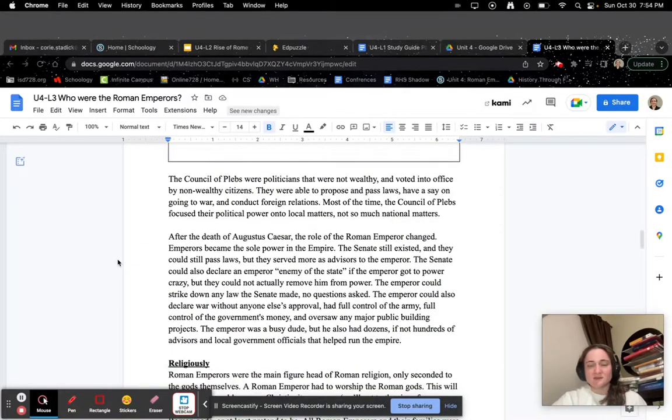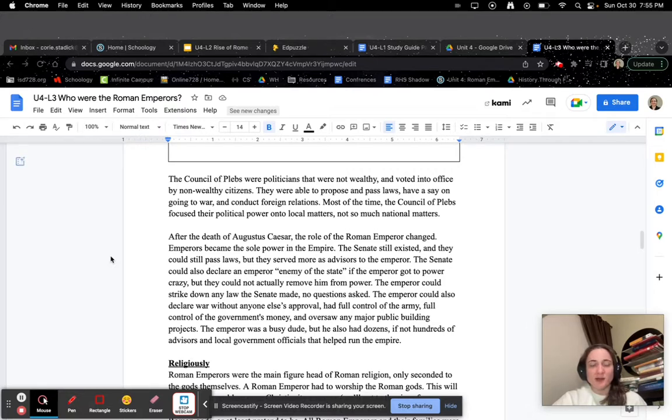The Council of Plebes were politicians that were not wealthy and were voted into office by non-wealthy citizens. They were able to propose and pass laws, have a say on going to war, and conduct foreign relations. Most of the time, the Council of Plebes focused their political power on local matters, not so much national matters. After the death of Augustus Caesar, the role of the Roman emperor changed.